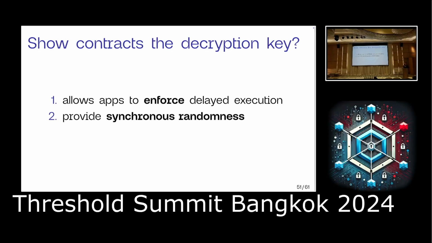Now, should we show contracts, the smart contracts, the decryption key from the EVM? I think there are two interesting reasons to do that. One is to allow apps to enforce that delayed encryption is used, or at least delayed execution. And that's because, like we said on the previous slide, we could add fast lane transactions, and that could actually break the fairness property of some applications.